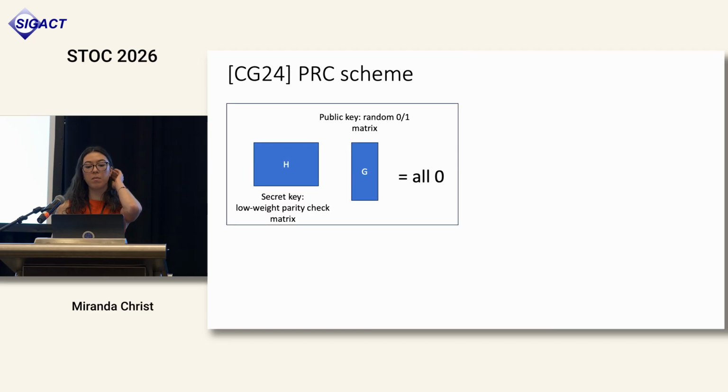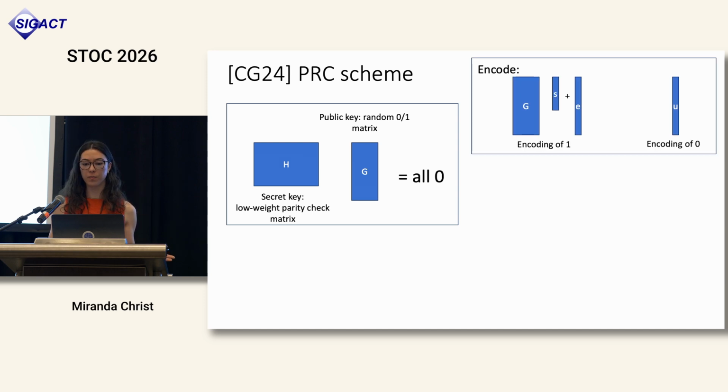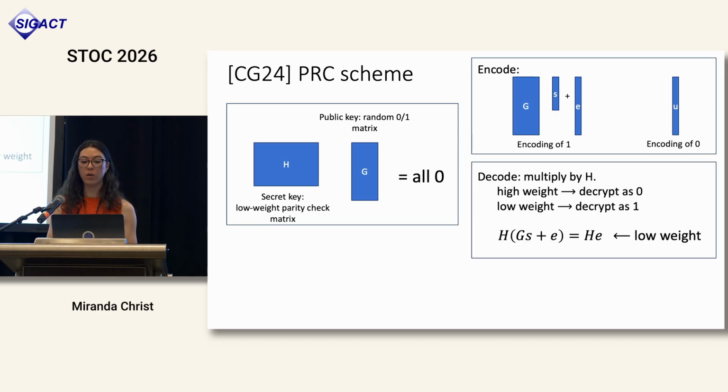So to recap our scheme very quickly, this actually gives us a public key encryption scheme, where the public key is the generator matrix. The secret key is the sparse parity check matrix H. To encode 1, we will output a noisy codeword. To encode 0, we'll output a uniformly random vector. And to decode, we multiply by H and look at the weight. Since H is sparse, noisy codewords will have lower weight than we would expect compared to random vectors when we multiply by H.